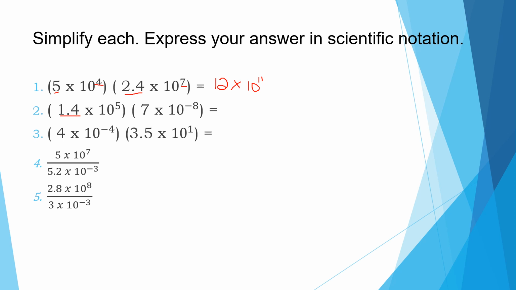Then we have here 1.4 times 7. Okay, the product is 9.8. But, tingnan nyo, magkaiba sila. So, we need to subtract. Negative 8, no? Minus 5 is equals to 10 times 10 raised to negative 3. Okay? Yan.